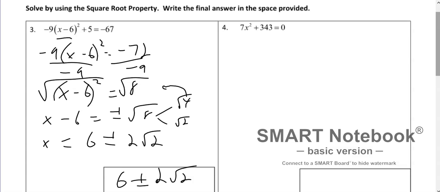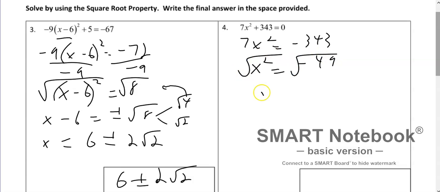I need to move the 343 over. So 7x squared equals negative 343. Divide by 7. 343 divided by 7 is 49. So I get x squared equals negative 49. Square root both sides. X equals plus or minus. Now remember, the 49 is going to come out as a 7, and the negative comes out as an i. So my answer is plus or minus 7i.